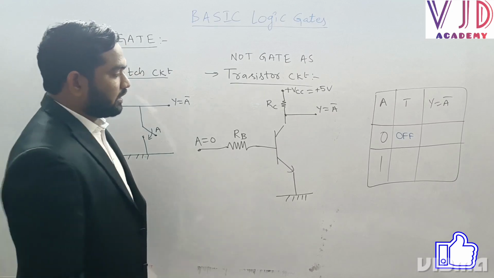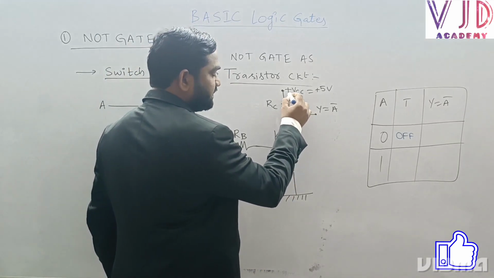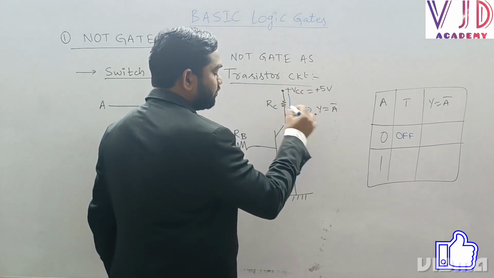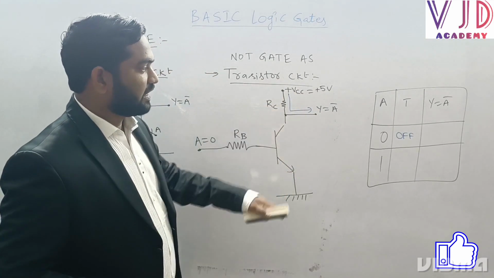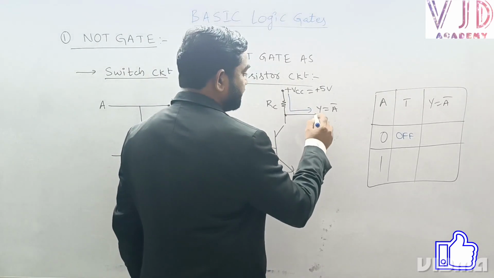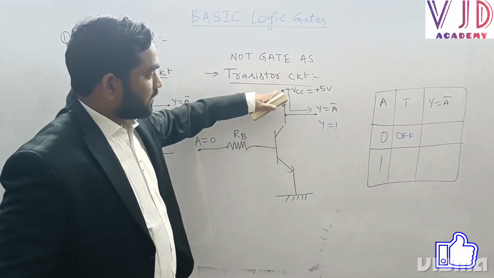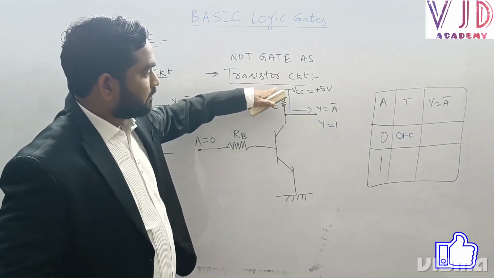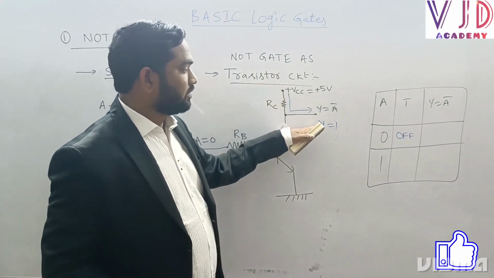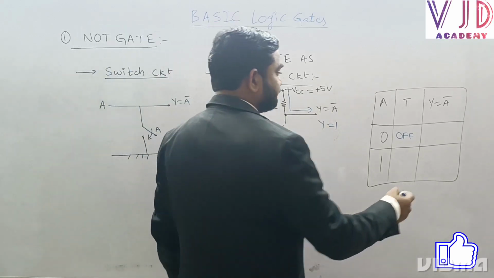And now whatever input supply we are applying as VCC, it will directly go to output. Plus VCC will directly go to output. So we can say that Y equal to A bar, we can say Y equal to 1. Because the total power supply, whatever we are giving here as plus VCC, is directly going to output, we can say output will be 1.